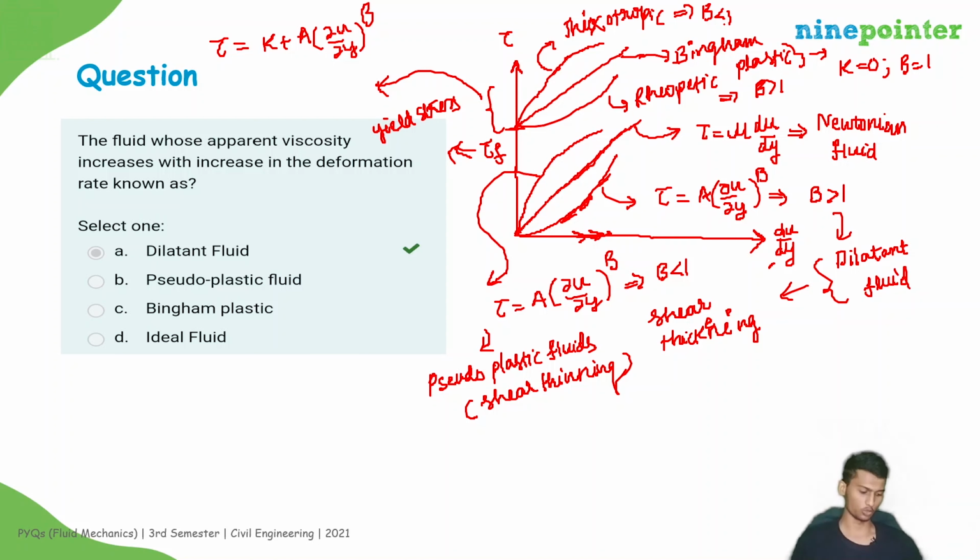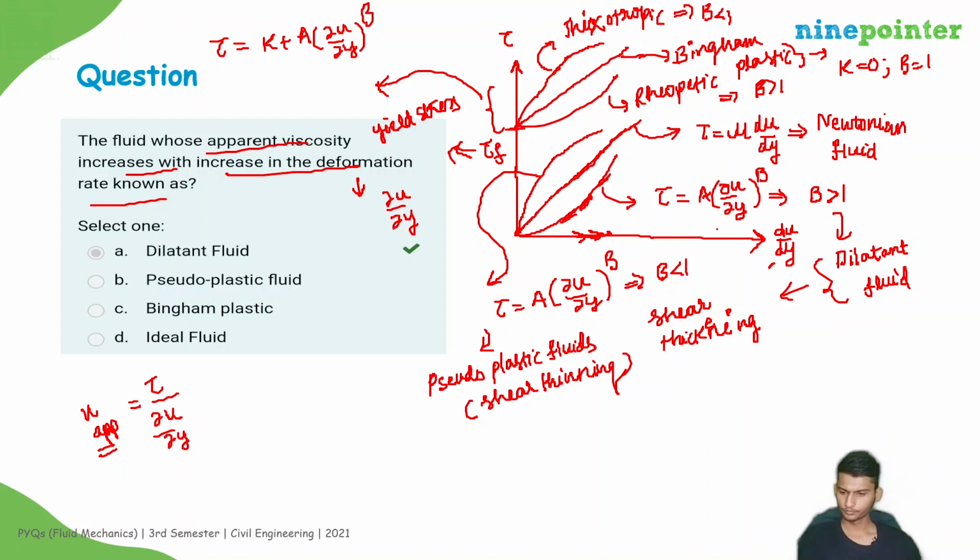Now let us solve these three questions. The fluid whose apparent viscosity increases with increase in the deformation rate is known as. Deformation rate for a fluid is given by dou u by dou y. Okay. So there is a fluid for which apparent viscosity increases with increase in the deformation rate. See, what is the viscosity? That will be tau divided by dou u by dou y, right? This is the apparent viscosity.